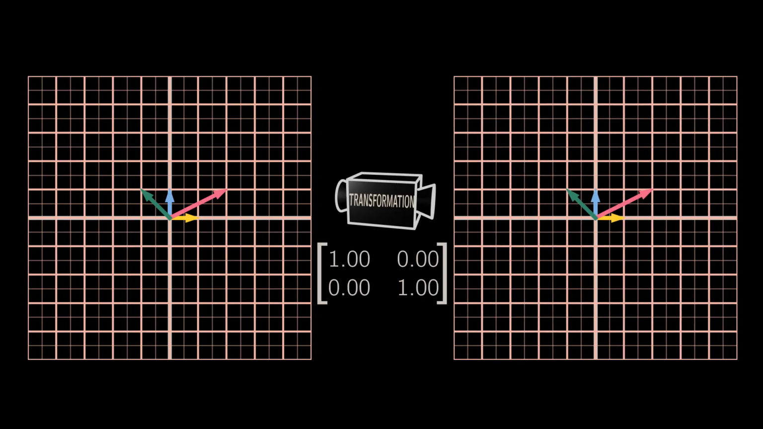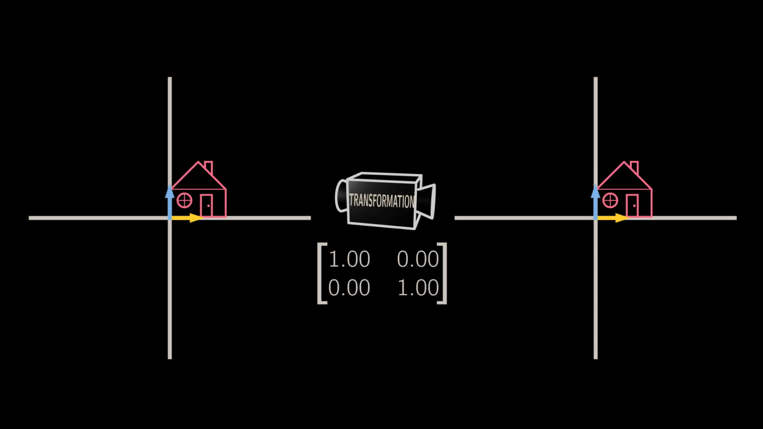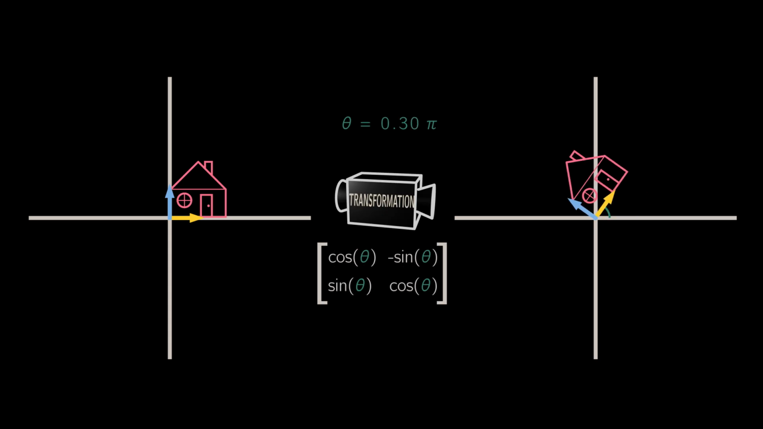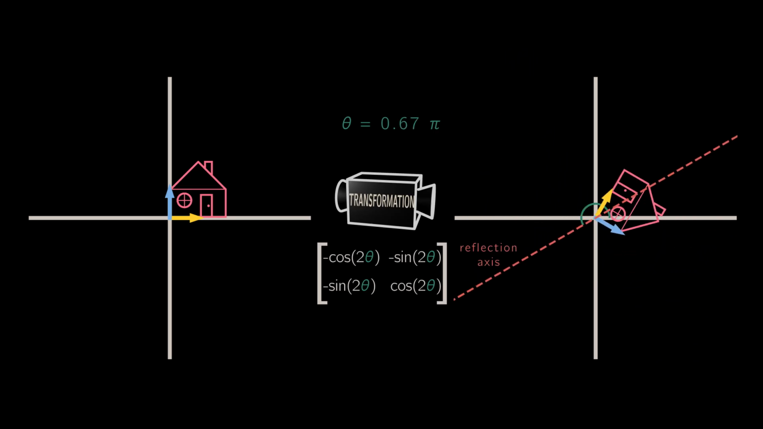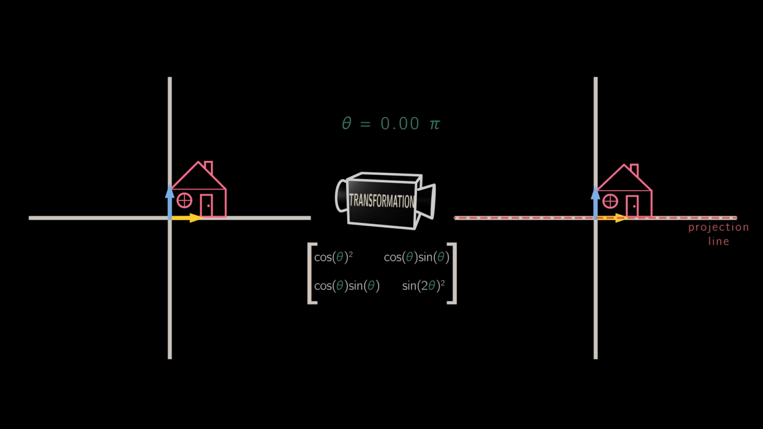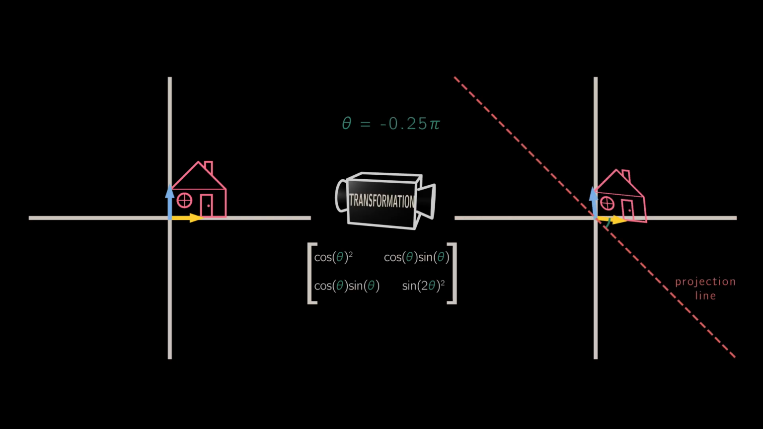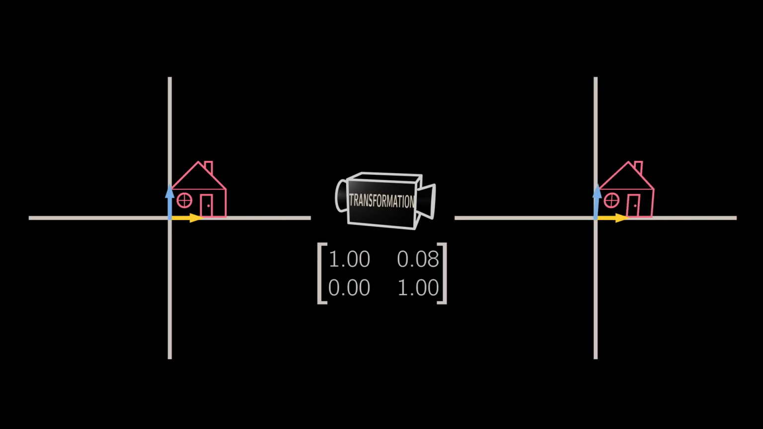To illustrate this, let's place something on the grid. We can choose the basis vectors such that we get some of the typical transformations: rotations, reflections, projections, shear, and scale. These are all examples of transformations from R2 to R2.